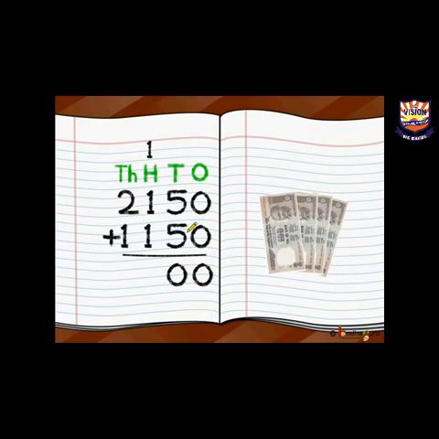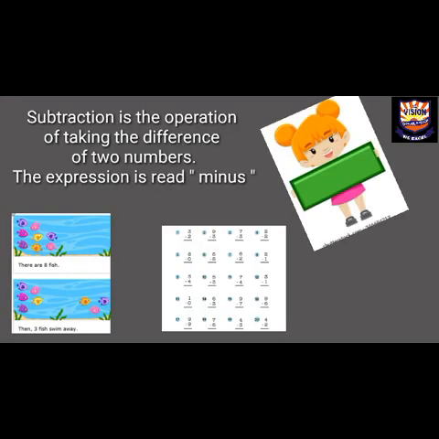Now we will add the values of hundreds. When we add the values of hundreds, there are 1 and 1 plus 2. But to 2 we will have to add one more. When we add 2 and 1, the answer will be 3. Now last we will have to add the values of thousands. When we add 2 and 1, the answer will be 3. Means that the sum of 2150 and 1150 is 3300.